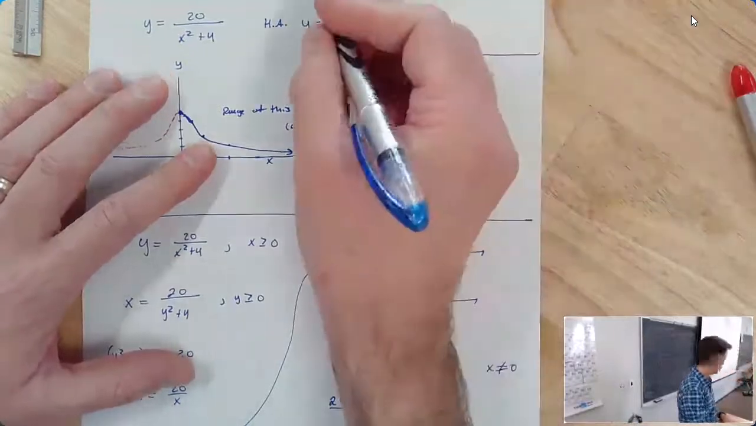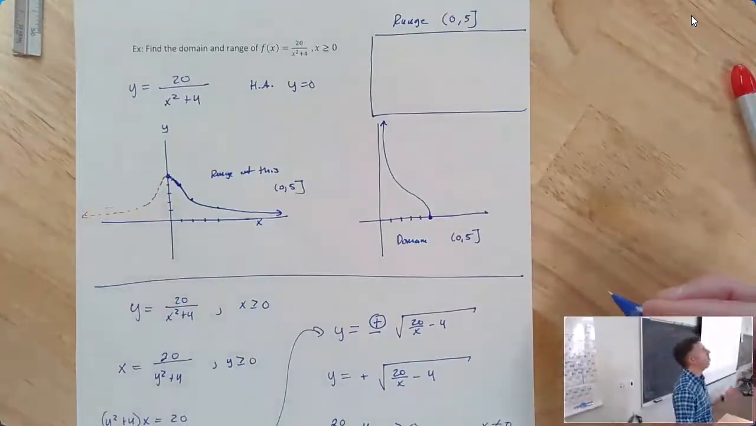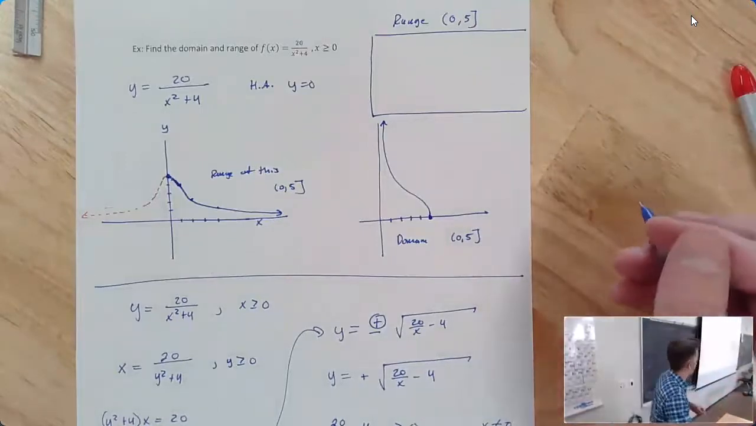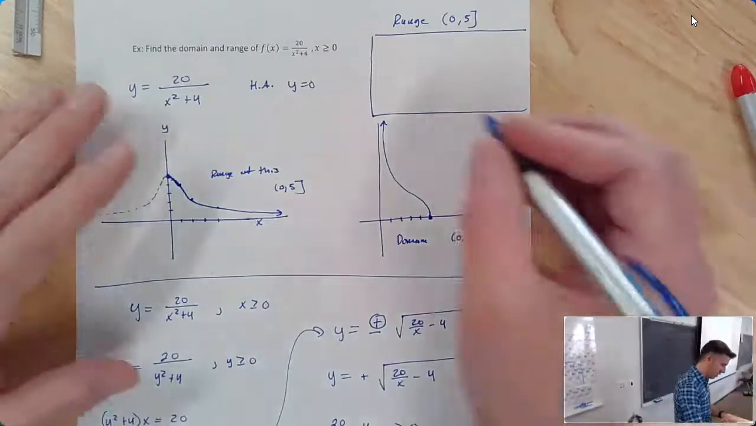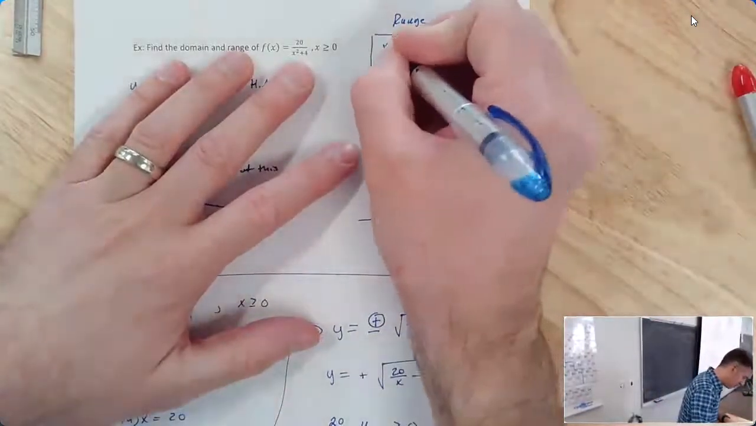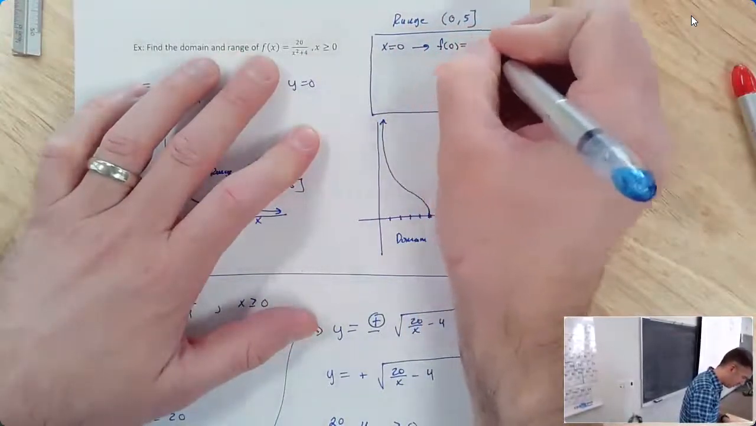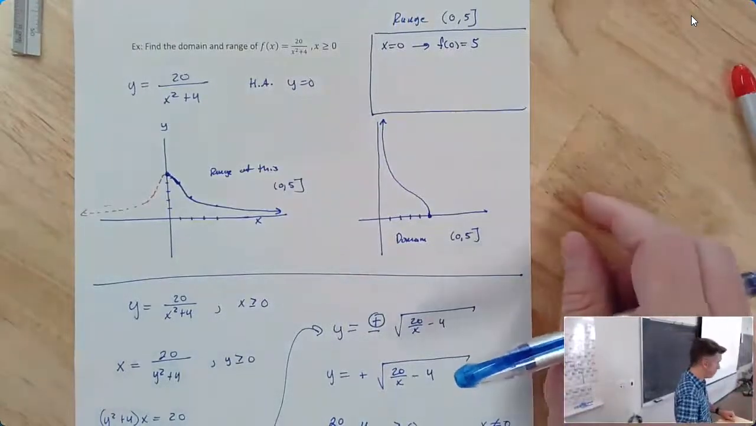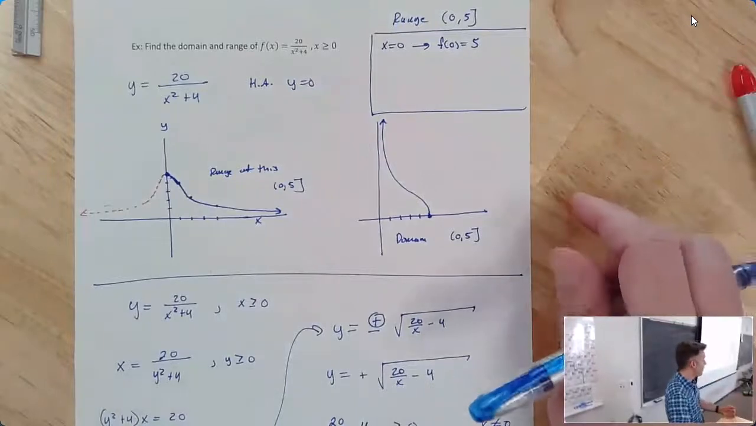So I'm looking at the function 20 over x squared plus 4. And I'm trying to think about what the range is. And I don't want to graph it, and I don't want to find the inverse. So I'm just going to think about what happens as I plug in values of x. So if x equals 0, I get f of 0 equal to 5. So I can get a value of 5, for sure. And that's the biggest this function can ever be.